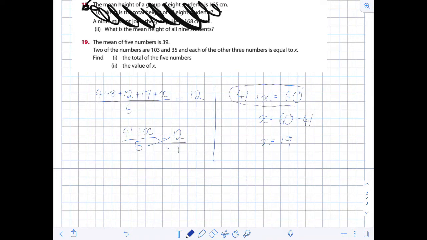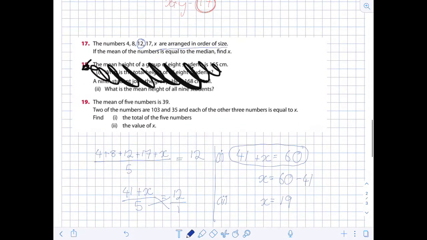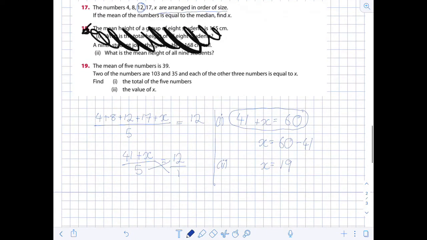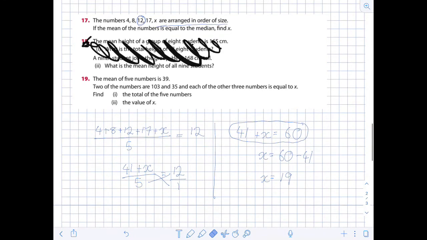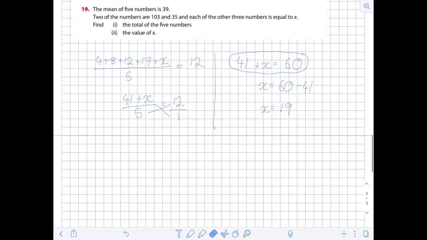And this part here is part 1. And this thing here is part 2. Sorry, you didn't need to know that. You just need to find x. I was reading question 19. Okay, so that's question 17 answered. Let's take a look at question 19 now.